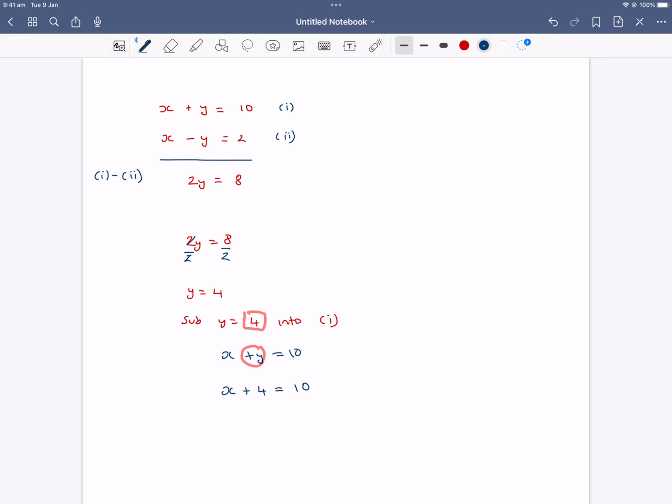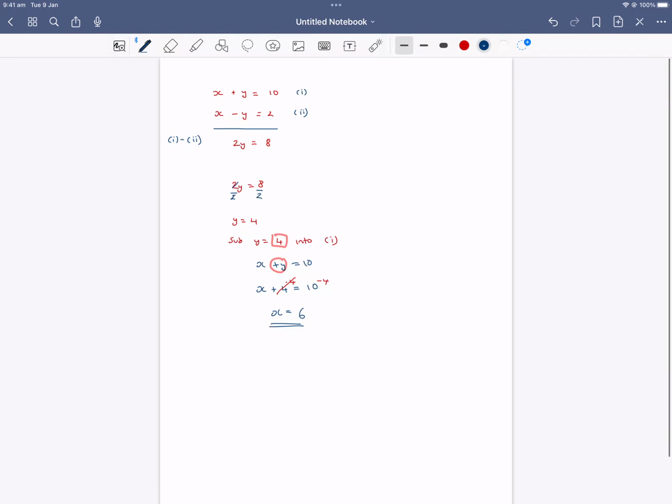And now this is quite easy to solve. We just want to isolate the x, so we need to get rid of this 4. It's a positive 4 on this side, so to get rid of it, we just need to subtract 4. Whatever we do to one side, we have to do to the other side. That gets rid of that, and so we just have x is 10 take 4, which is 6. So my solution to this is x equals 6, y equals 4. Because these are x and y, you'll see how I just put them as coordinates. So you could write your x value first and then your y value.